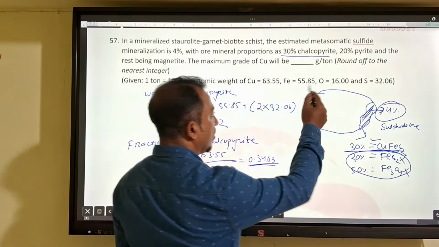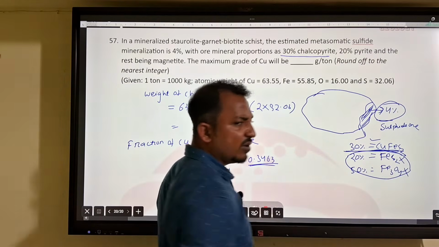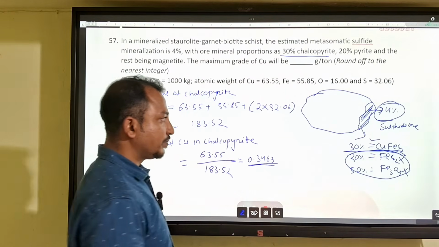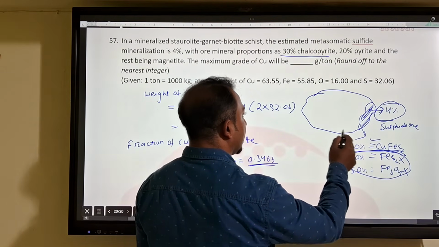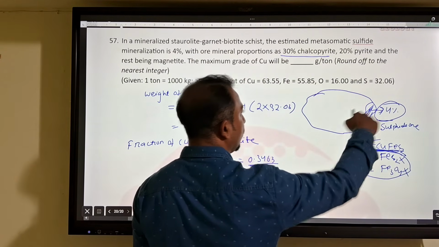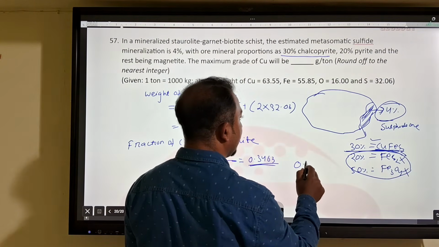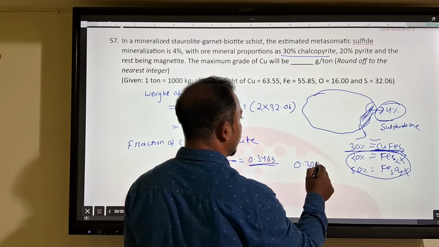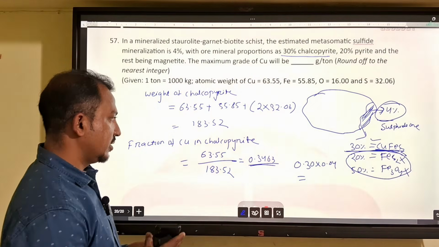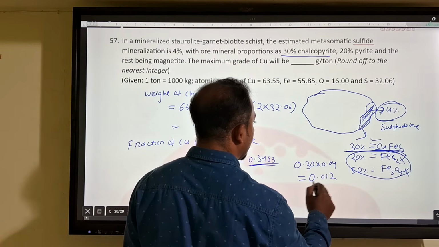Here in this deposition we have 4% sulfide ore, from which 30% is chalcopyrite. Then what will be the fraction of chalcopyrite in the whole ore? That will be 0.30 into 0.04, which is 0.012.